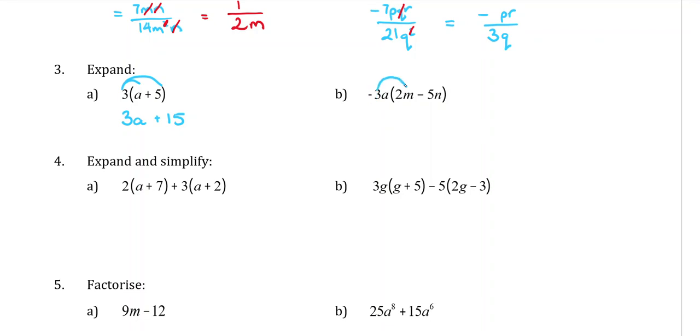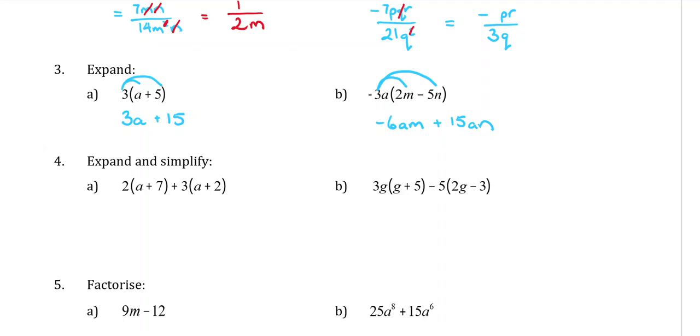Minus 3a times 2m. Minus 3 times 2 is minus 6am. Now we're going to do minus 3a times minus 5n. The minus times the minus will make a plus. 3 times 5 is 15. A and N are the letters that are collecting up there. Okay, so that's basic expanding that you've been doing for a few years.